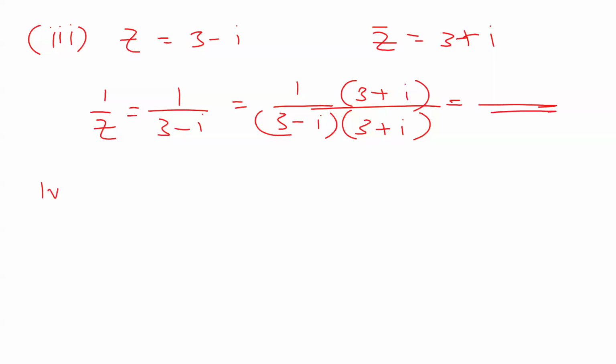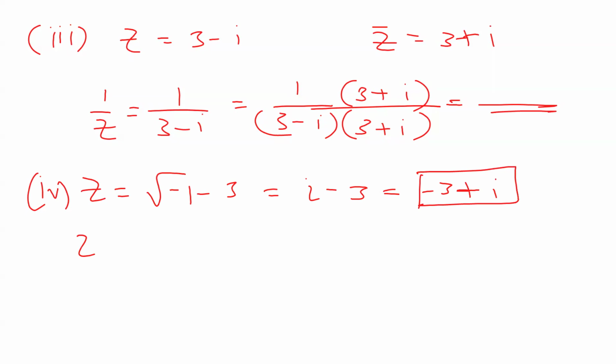Next one, question number 4. z = root of -1 - 3. So this is equal to i - 3, which is -3 + i. So this is a proper format of a complex number. Okay. This is z. So z bar is equal to -3 - i and reciprocal. Okay. Is 1 upon (-3 + i).